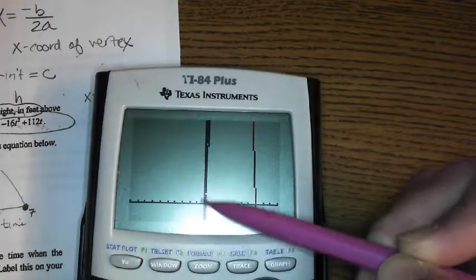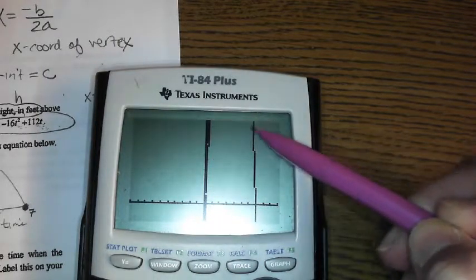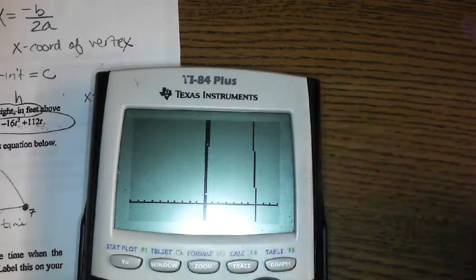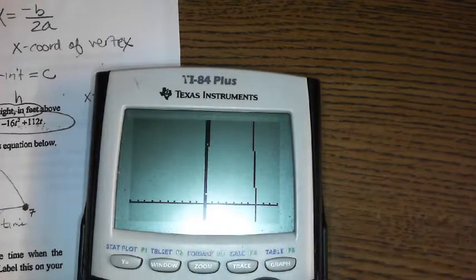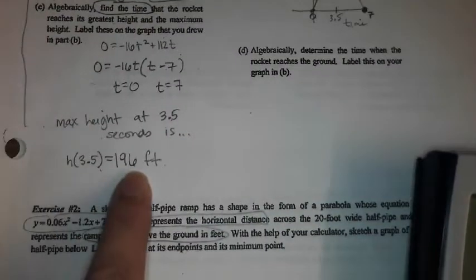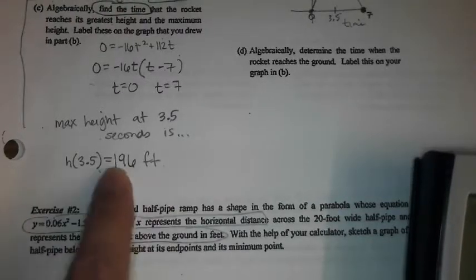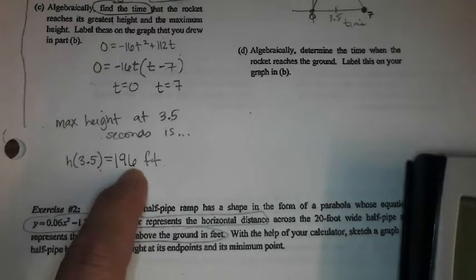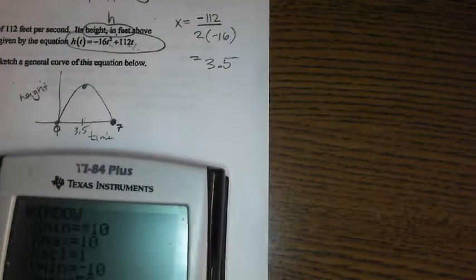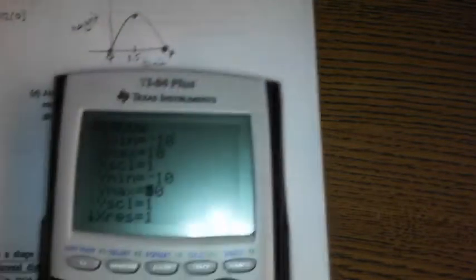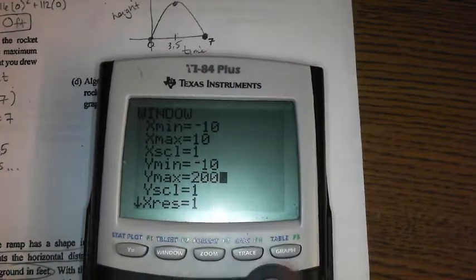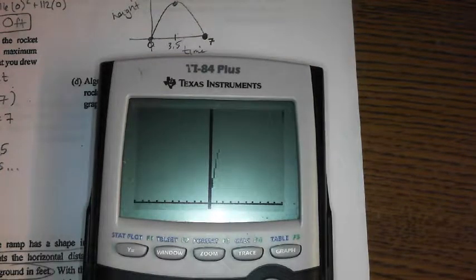So there it just shot up. I could see that, and then it shot down. Was 50 enough? Do you see your vertex? No. Now, since we already found our vertex, you won't have always done this. Since we already found our vertex, I know it's at 196. So I'm going to go to 200 just to make sure I see it. And then here's a much better version of our parabola.